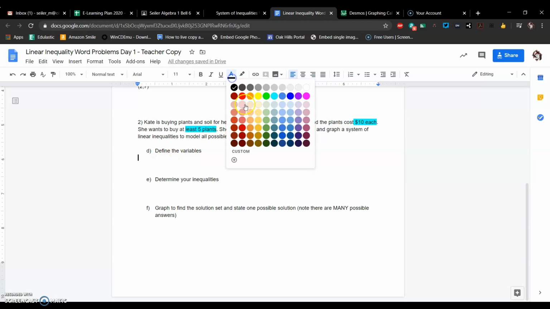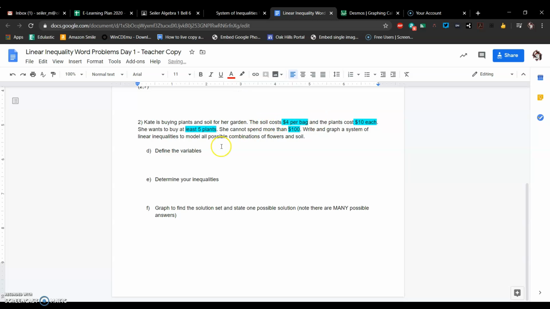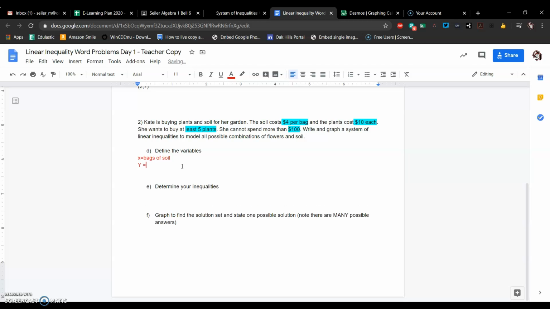Again, we're going to define our variables. So the first thing is I'm looking for soil. So X is going to be my bag of soil. Y is going to be the number of plants. Okay. Determine our inequalities. So we're going to start with that first one.